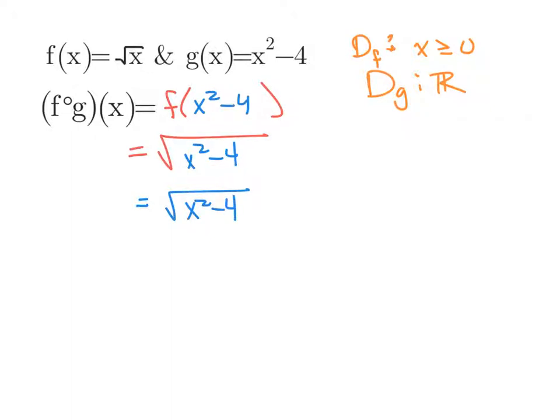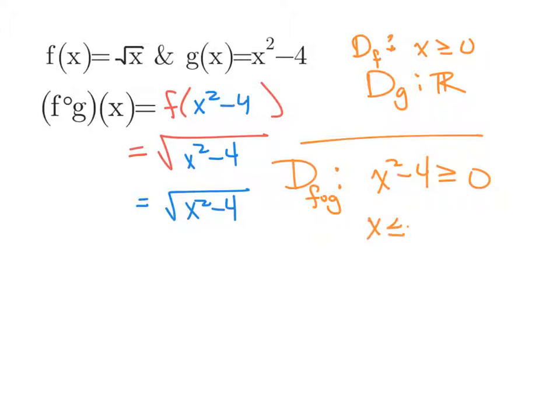It's just x squared minus 4. Now when we're thinking about the domain of f of g, we realize that it's probably not just going to be that x is greater than or equal to 0, or that x is all real numbers, because I have this radical function again, and I don't want my radicand to be negative. So we have to take a closer look at this x squared minus 4. We need that thing to be greater than or equal to 0. And we just saw that that happens when x is less than or equal to negative 2, or x is greater than or equal to positive 2.